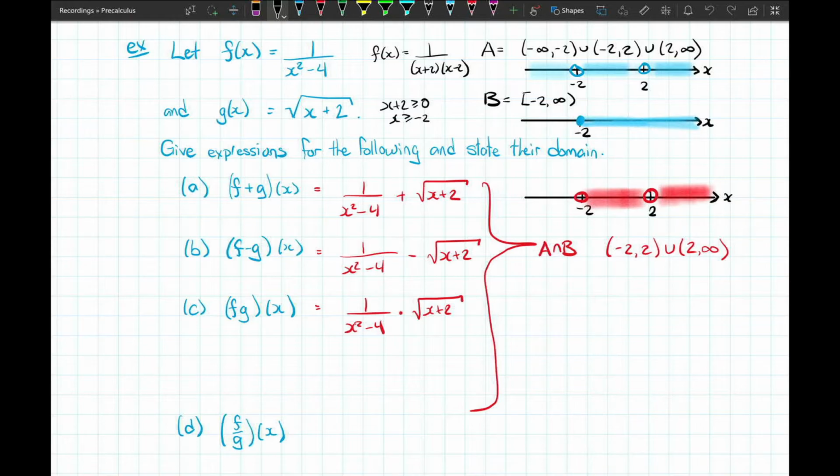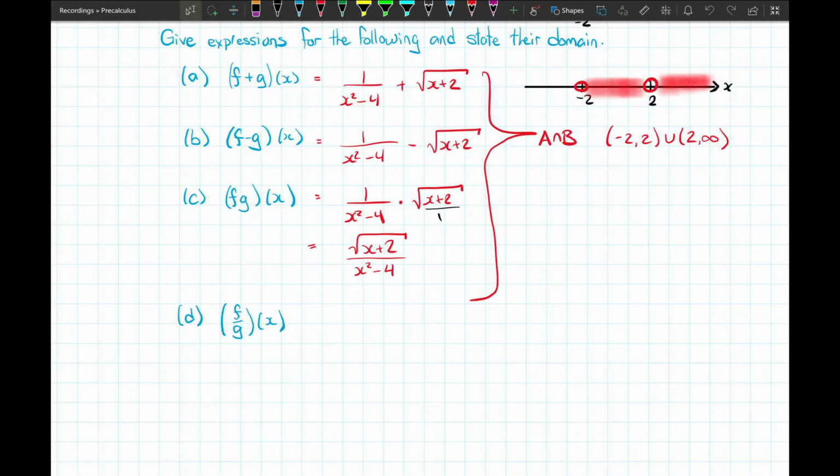And of course, we could make that over 1 and write this as a single fraction by multiplying across numerators and denominators. Now, for the quotient, f over g. This time we might need a little bit more caution when we're taking a look at the domain. So, first of all, let's see what the expression looks like. We can see that we've got a fraction inside of a fraction. It's a combination of rational expressions.